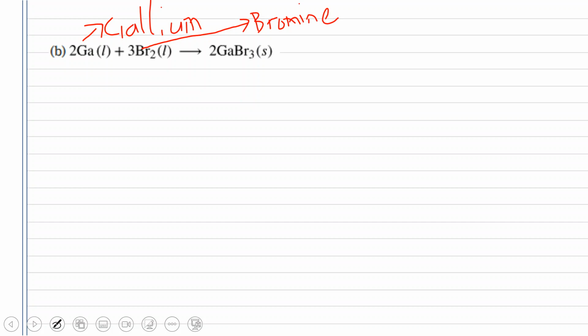So we want to ask ourselves, is this a redox reaction? How do I tell? We're saying that if it's a redox reaction, the oxidation number of one or any of the elements will not remain the same. Okay, so let's see if we can know if any oxidation number changes.